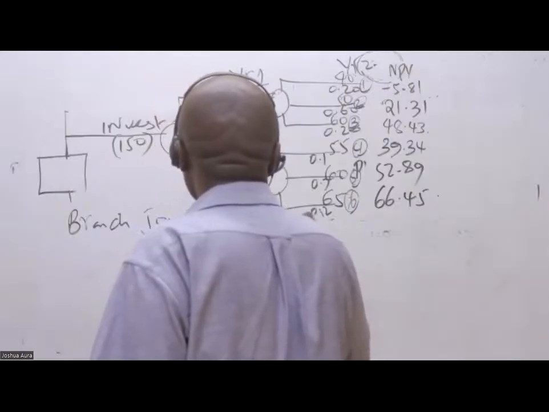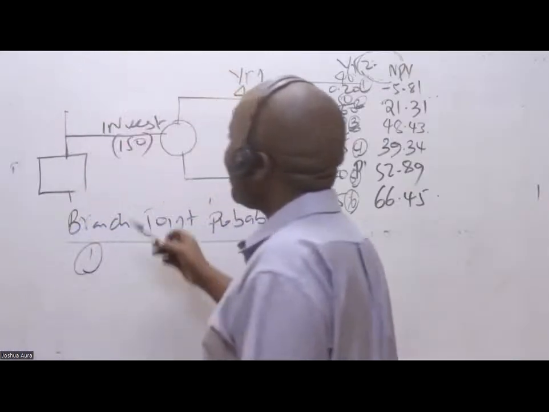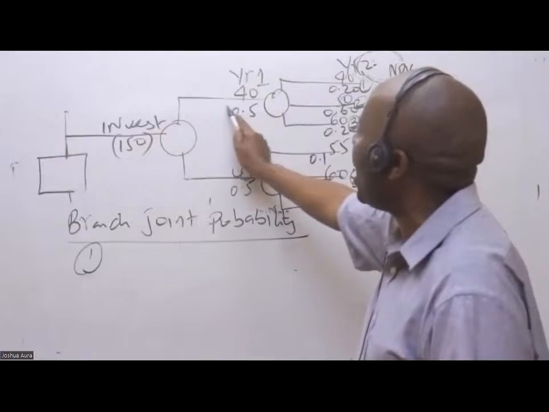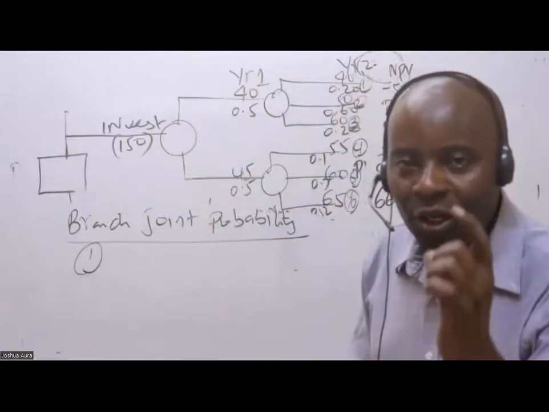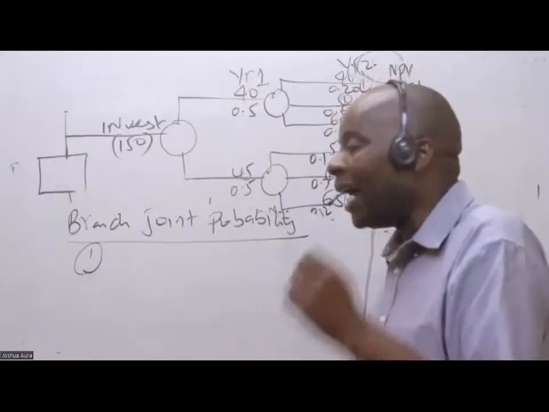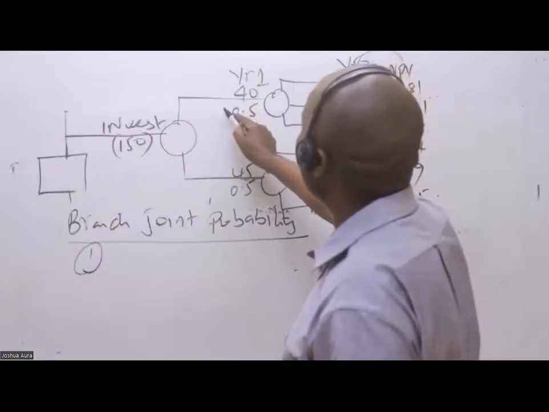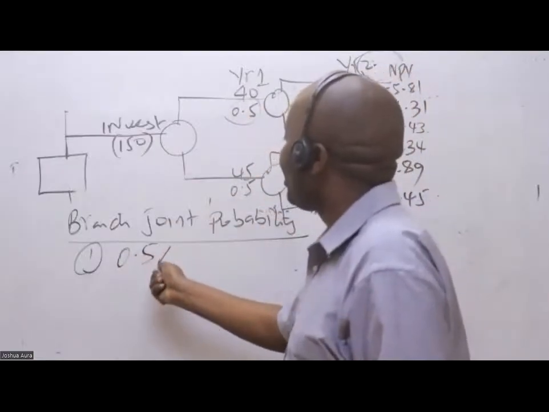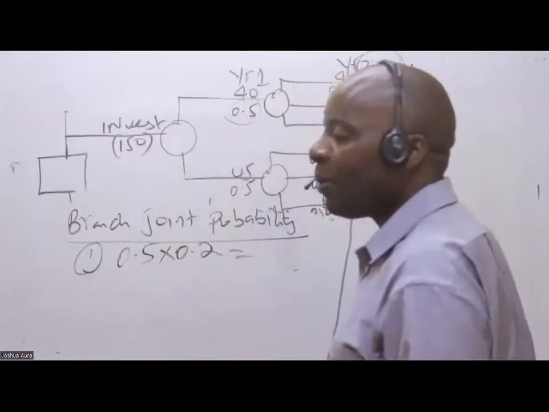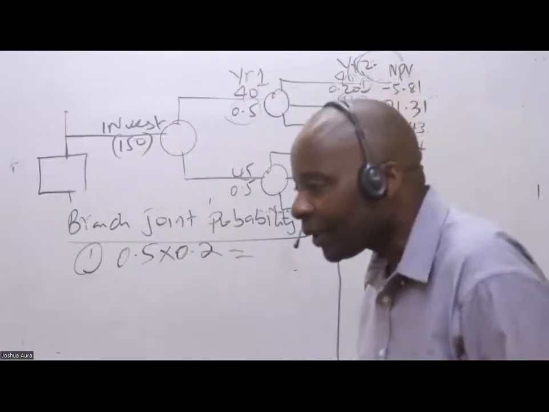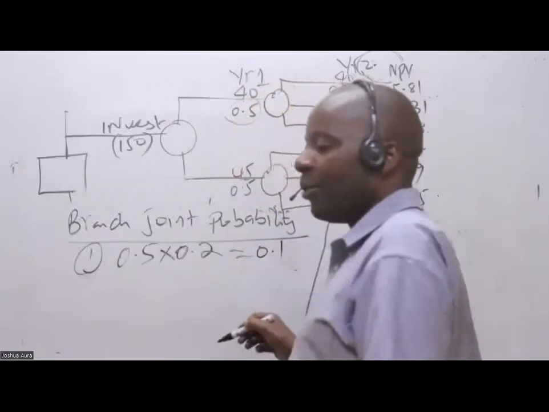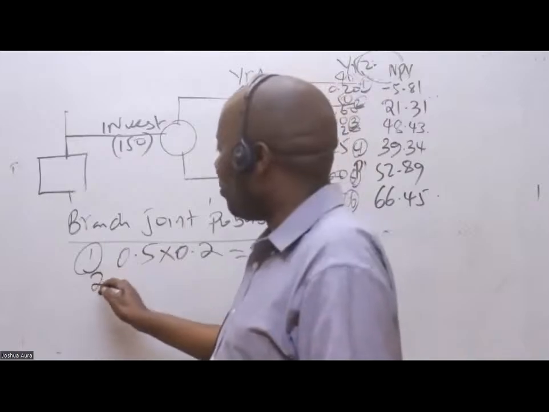So we start with branch 1. Again, confidently we are walking on the road. Whatever probabilities you get along the branch, you multiply those probabilities. Joint is the same as joined. You're joining through multiplication. It's an 'and' probability. So for branch number 1, the first probability is 0.5 times the second probability, which is 0.2. What are we getting as the joint probability here? 0.1.